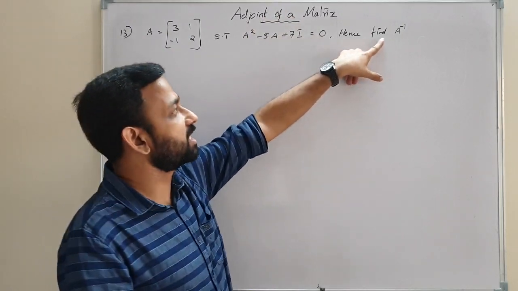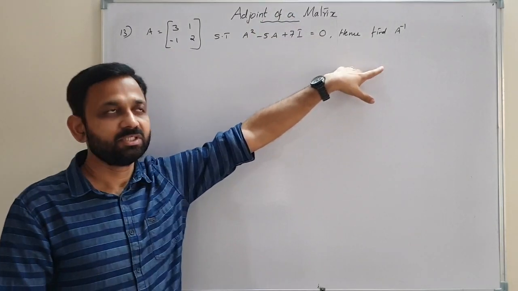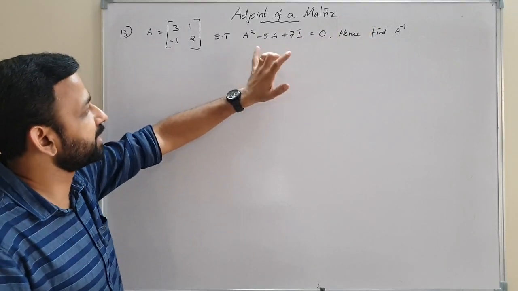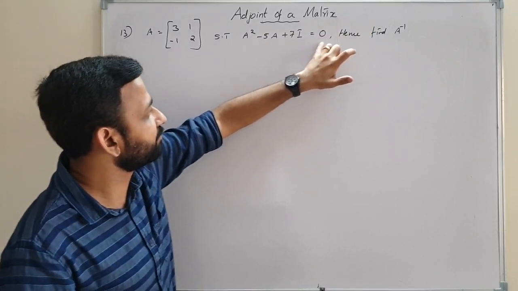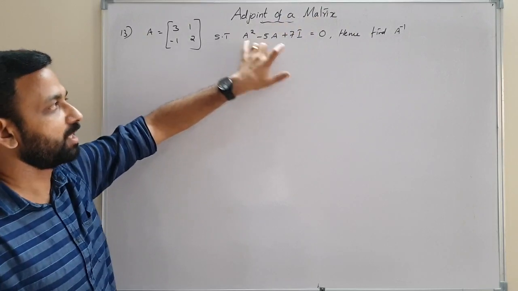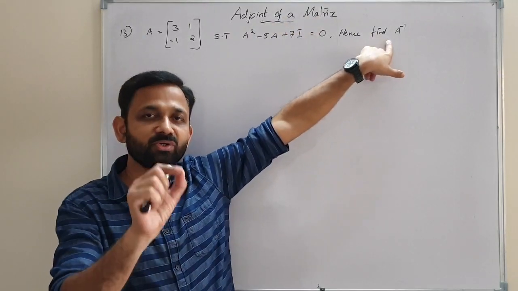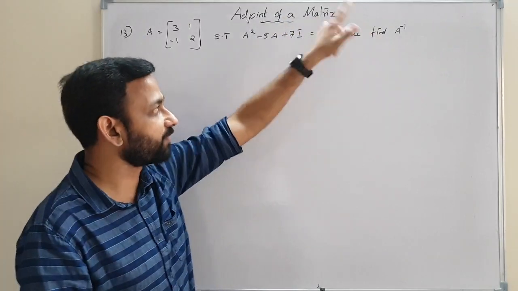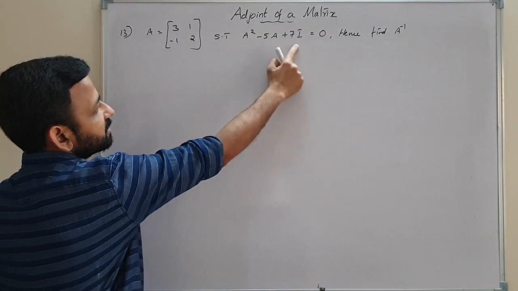Then one more part is there, hence find A inverse. That means we have to find the A inverse from this result, not by using the formula adjoint A by determinant A. So we have to find the A inverse from this result.